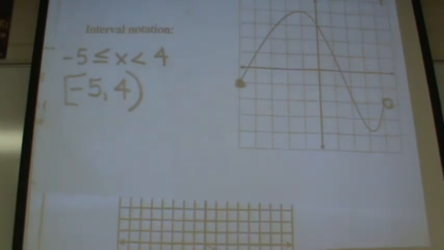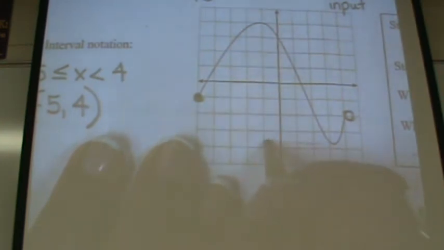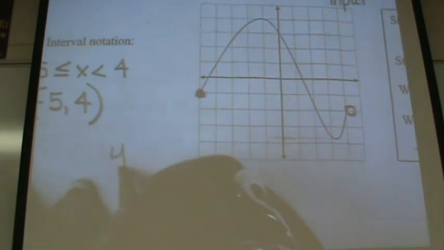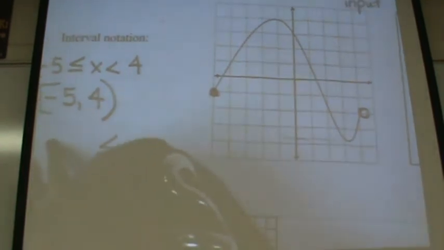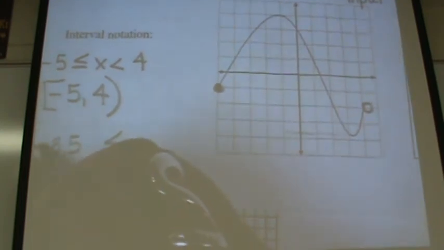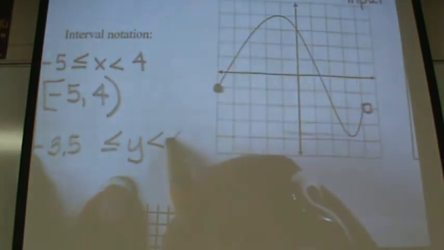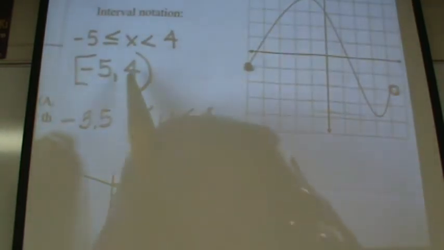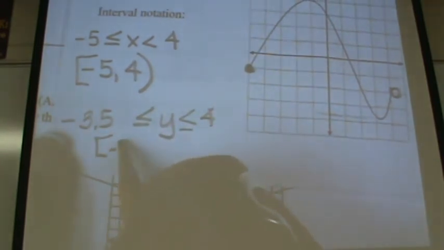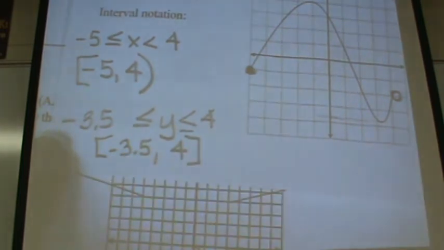How would we write the range, I'm sorry? What's the smallest number here? This is the y value. For the range, we would have written y is greater than or equal to, let's say, -3.5, and less than or equal to 4. Well, how are we going to write this in interval notation? Bracket, -3.5, comma 4 with a bracket.